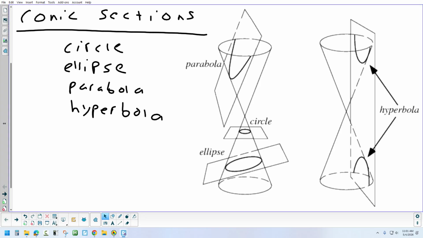So any questions on the 4 different shapes you can get, 4 conics? So let's take a look at the ellipses.